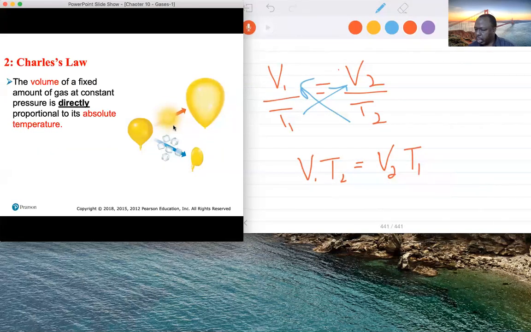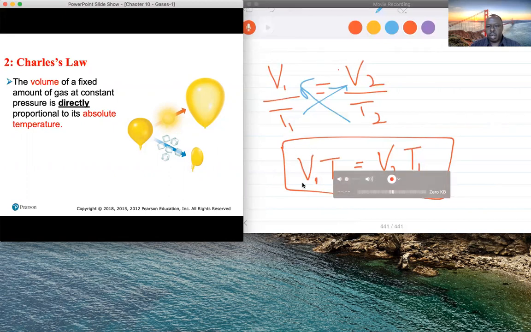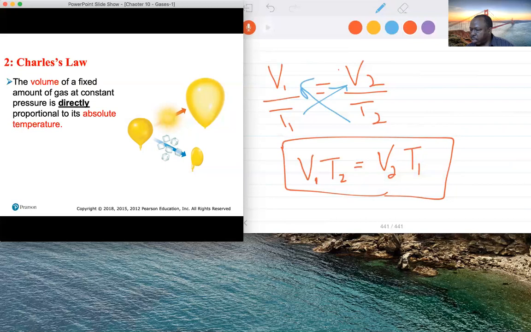When I took this course a couple of years ago, I thought everything has to be 1-1, in the sense that in Boyle's law we say pressure 1, volume 1. Here is volume 1, temperature 2, volume 2, temperature 1. That's how it is when you rearrange and derive the equation. What is constant here is pressure and number of moles. N stands for number of moles. It's not changing. So you've got to read the problem, see what identities you are given to know whether you're going to use Charles' law or Boyle's law.